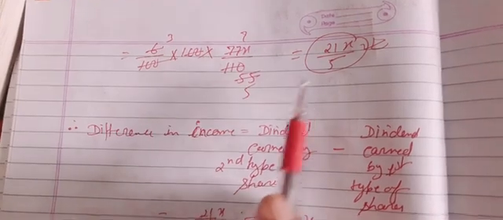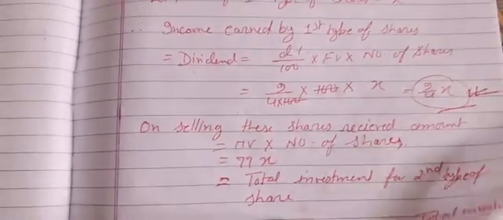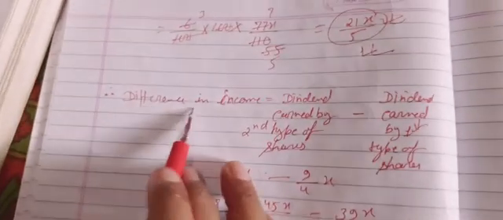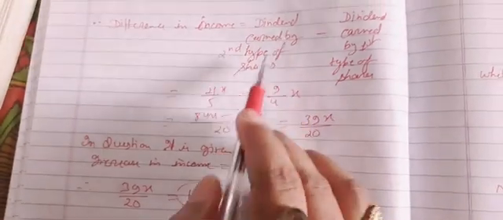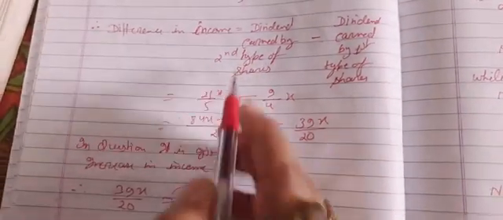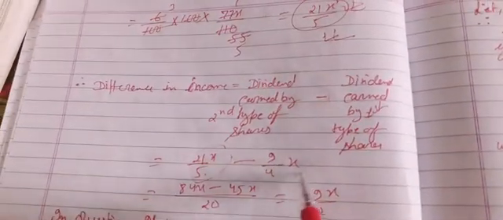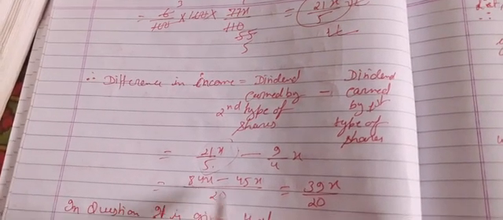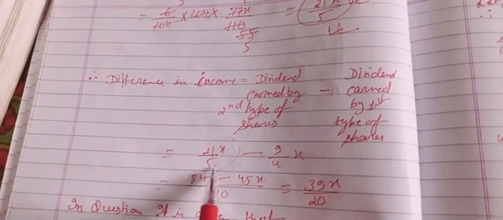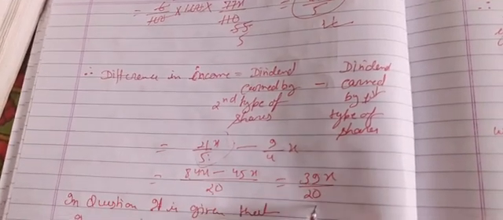So what is the question? This is the income by the second share, while this was the income by the first share. So what is the increase in income, or the difference in income? Rupees 117, that is given in the book. So the dividend earned by the second type of share, 21x by 5, minus the dividend earned by the first type of share, 9 by 4x. The LCM of 5 and 4 is 20. Here it is 84x minus 45x. So overall 39. I think it is clear how we are doing fractional subtraction. After subtracting these two, we got 39x by 20.